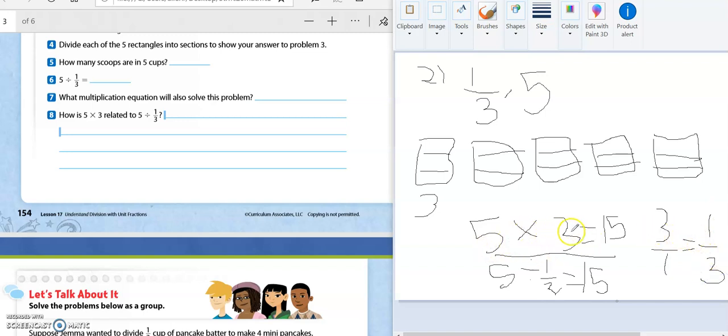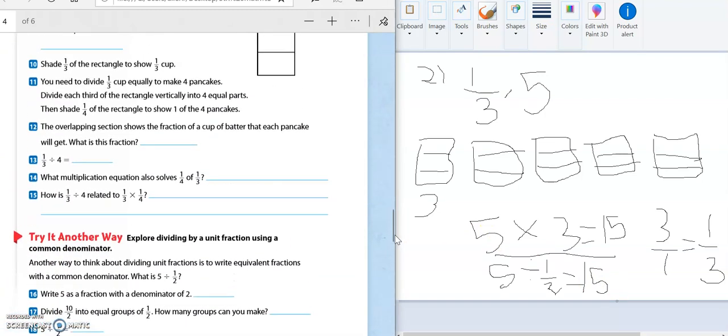So 5 times 3 is 5 times 3 over 1. That equals 15. And then 5 divided by 1/3 is the inverse of 3 over 1. And that also equals 15.